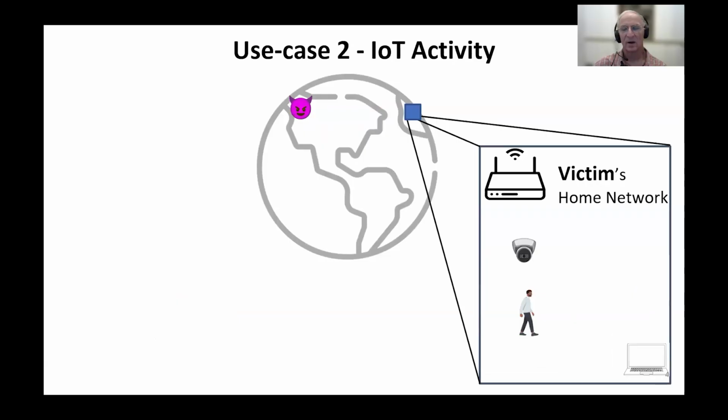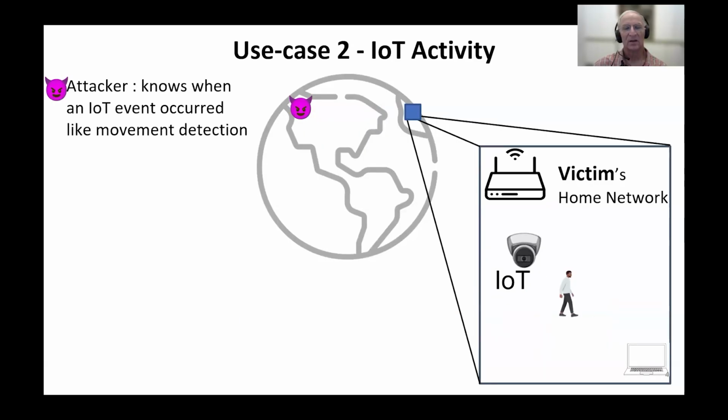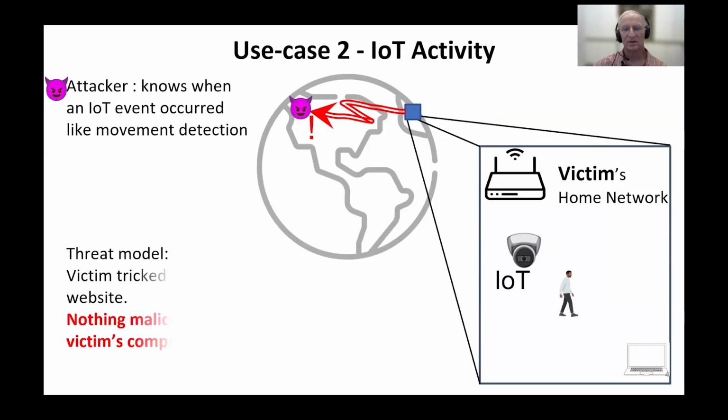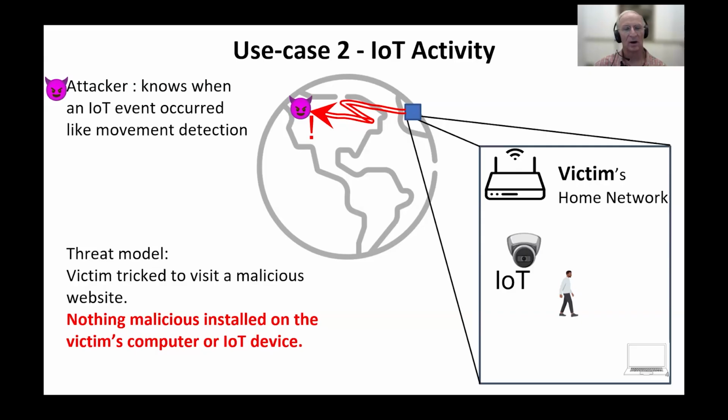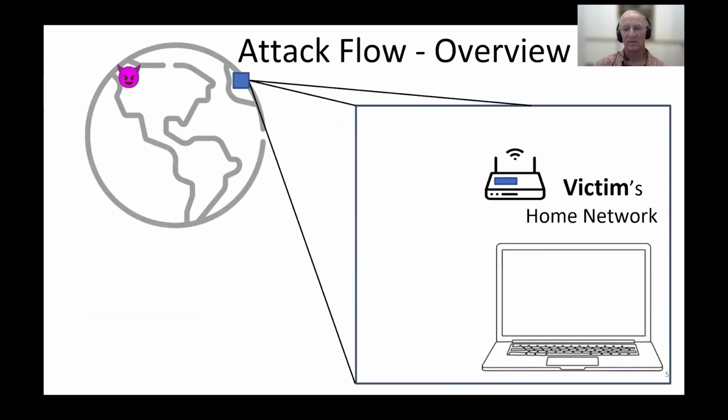Second use case is an IoT device. When somebody is moving in the victim's home, the attacker is notified, and again, nothing malicious on the victim's home or IoT device. Let me see first, at a very high level, what we use is a forwarder cache.